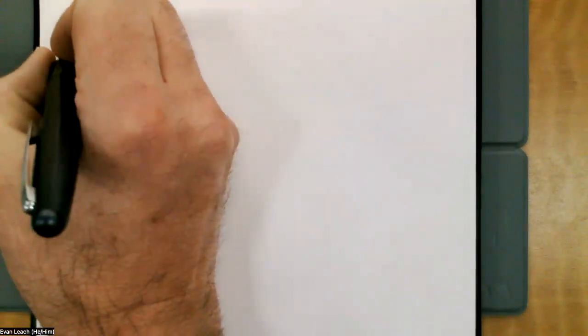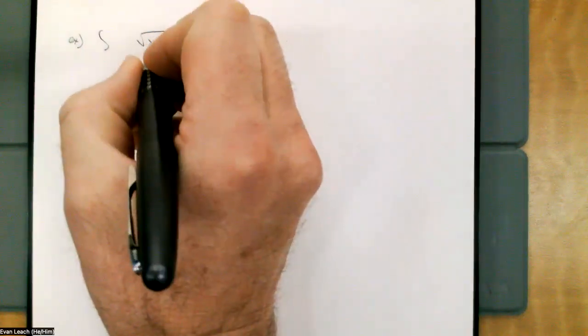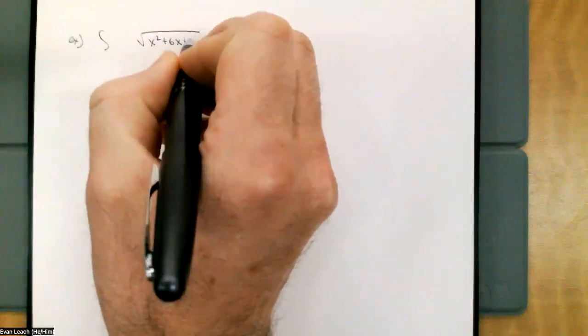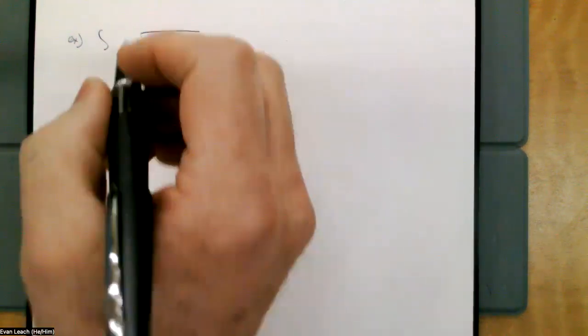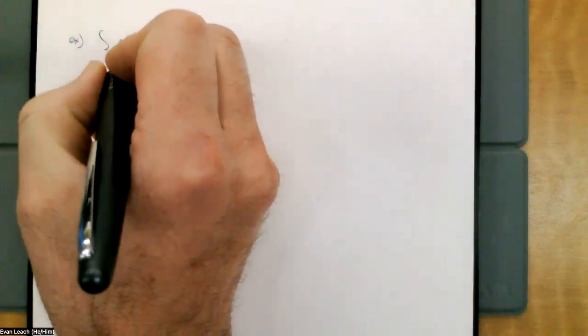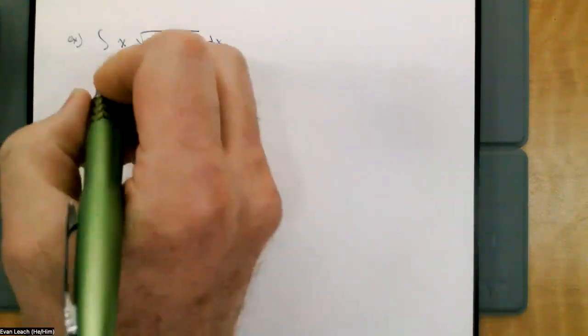If I had this integral set up with the square root of x squared plus 6x plus 13, any multiple of x plus 3 will make the substitution work like we did in the previous. But if all we have is something other than a multiple of x plus 3, let's say just plain old x, we can't make this substitution work. It's not enough. This substitution isn't good.